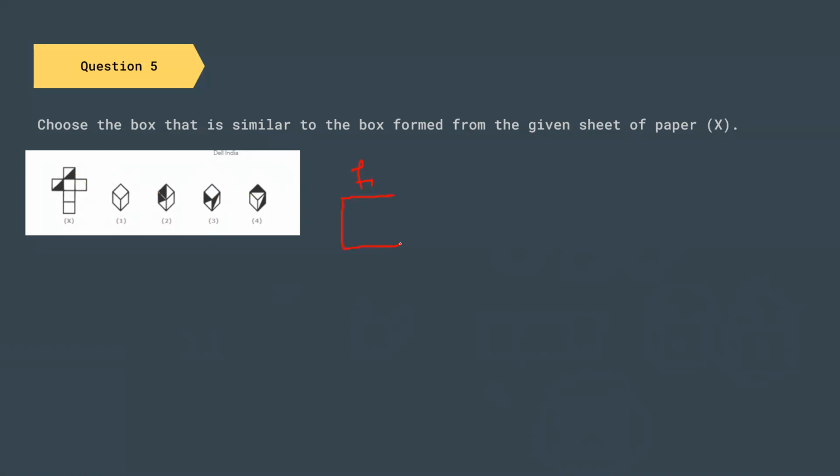Face 1 is a white face. Face 2 is again a white face. Face 3 is again a white face. And face 4 is again a white face. Like four of the faces are white. So you can easily say that this is a probable option because in here I can see three of the white faces. So out of the four faces, it is always possible to see three of the white faces.